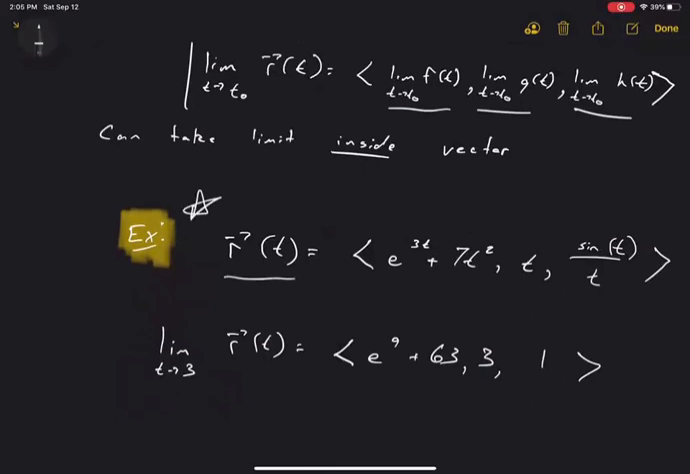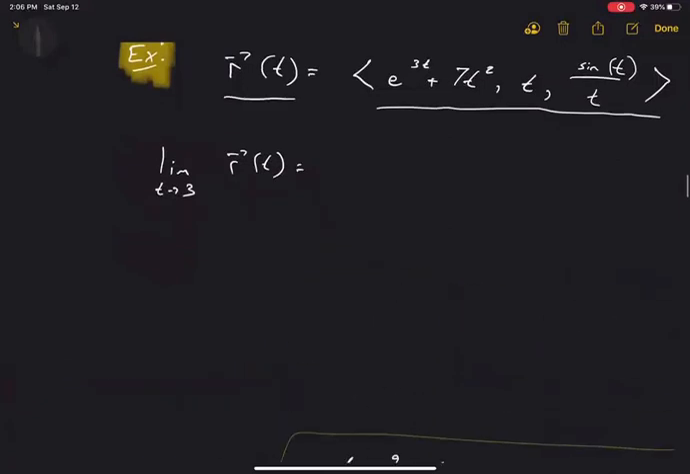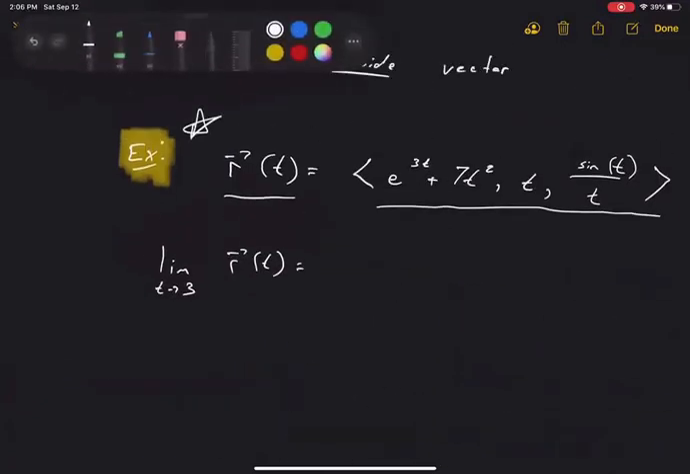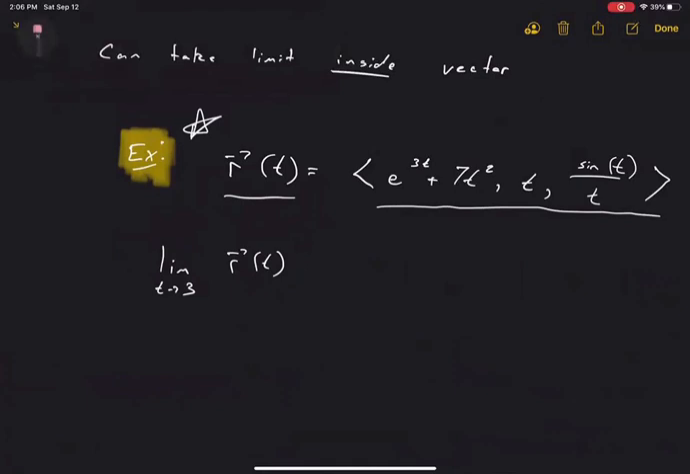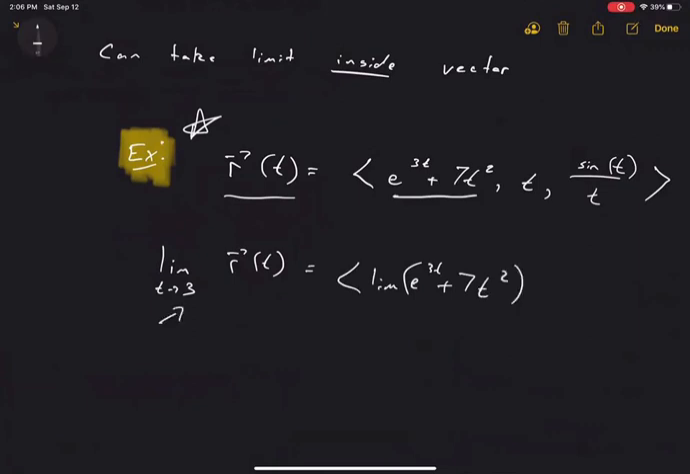Let's say r(t) is defined by this vector-valued function here with these components. I've kind of spoiled it here, but let's say I'm given a problem telling me to compute the limit of r(t). Well, how do I do that? I just look at the components and ask myself, what's the limit of this first component as t goes to 3? We're talking about the limit as t goes to 3, right? So what's this limit?